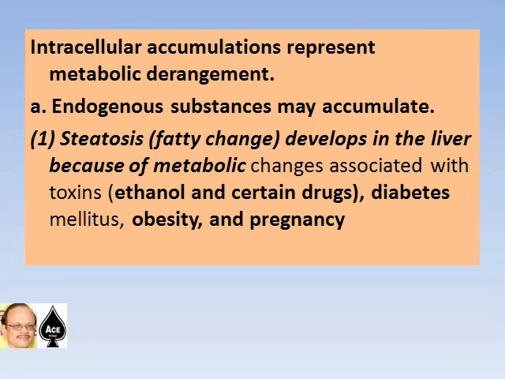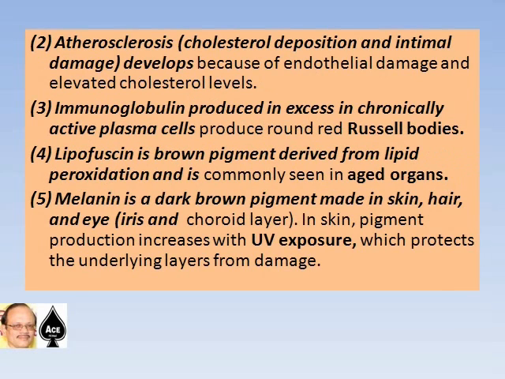Intracellular accumulation represents metabolic derangement. Endogenous substances may accumulate. For example, steatosis, fatty change, develops in the liver because of the metabolic changes associated with toxins like ethanol and certain drugs, diabetes mellitus, obesity, and pregnancy. Atherosclerosis, cholesterol deposition and intimal damage, develops because of endothelial damage and elevated cholesterol level. Immunoglobulin produced in excess in chronically active plasma cells produces round cell Russell bodies.